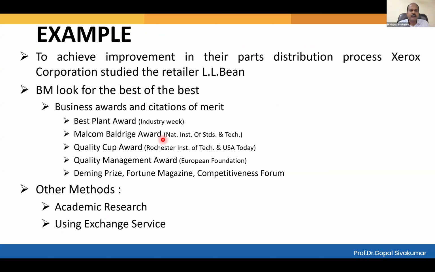And you can also read articles about the companies receiving Best Plant Award, Malcolm Baldrige Award, Quality Cup Award, Deming Prize, Quality Management Award. If you actually visit the companies who received these kinds of awards, will there be some learnings? Lot of learnings, isn't it? So they are also forms of benchmarking only, right?